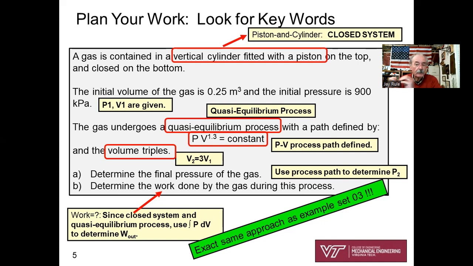You don't even have to figure out that frictionless means quasi-equilibrium. Now the pressure-volume process path is fully defined by PV^1.3 equals constant. That defines a curve on the PV diagram. It also tells you that the volume triples: V2 equals 3V1. Common questions for engineers: determine the final pressure. We'll use the process path for that, and the work done. Since it's a closed system and a quasi-equilibrium process, we will use the integral of P dV to determine the work.